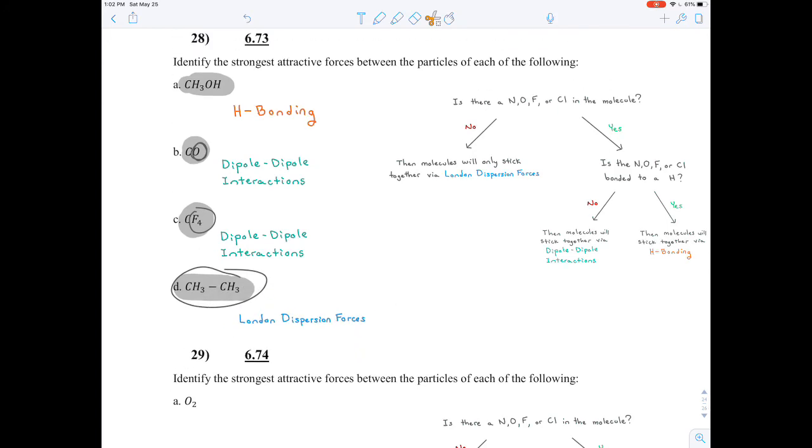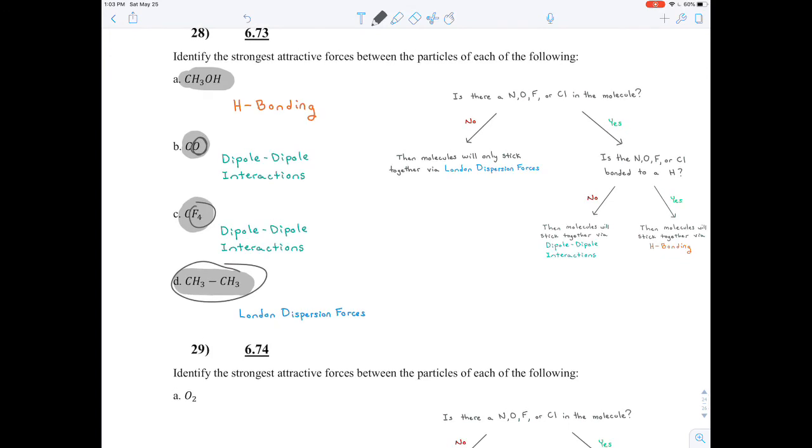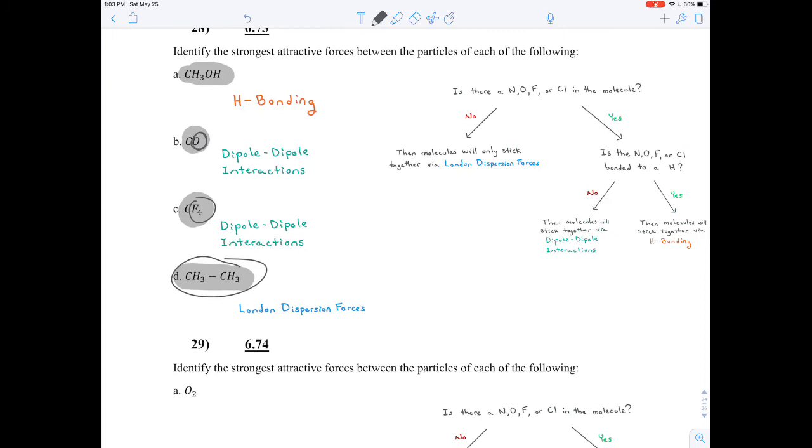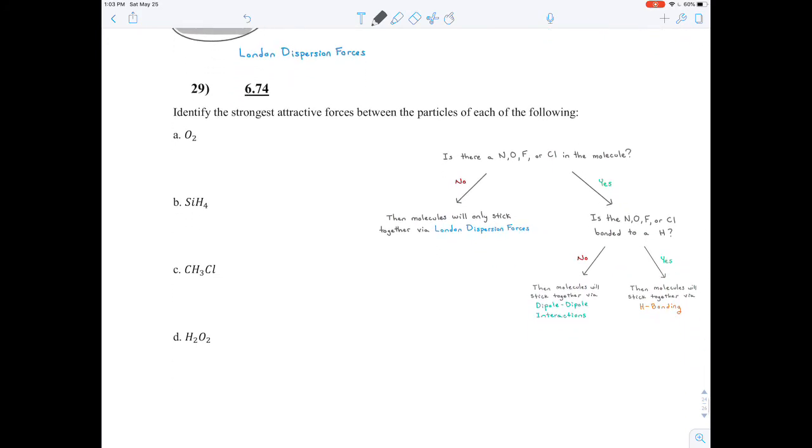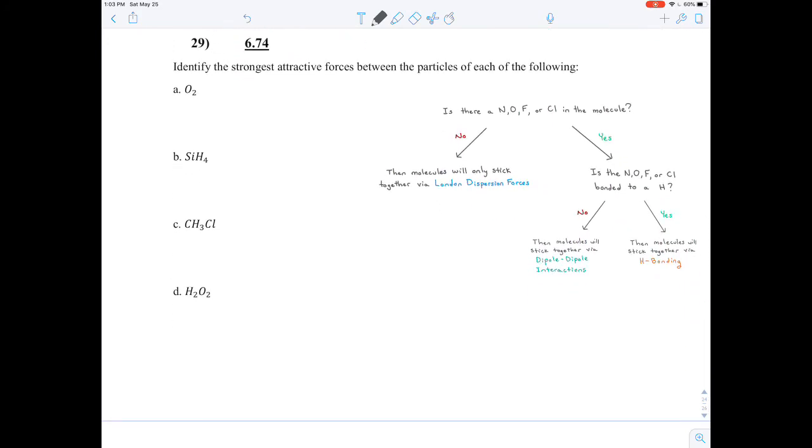Okay, so that's how we could figure out how sticky these molecules are going to be to each other. These CH3OH molecules are going to be really sticky to each other. The CO, the carbon monoxide, won't be as sticky, but will still kind of stick to each other because they have the next strongest intermolecular force. And these at the bottom will barely stick together at all because they're only held together by London dispersion forces. Knowing that will help you determine whether a substance would either be a solid, liquid, or gas at a certain temperature. Okay, let's try that using that same flowchart with question 29.